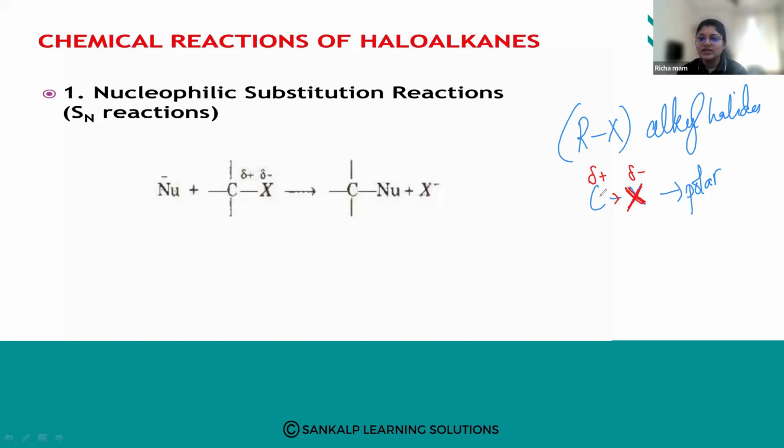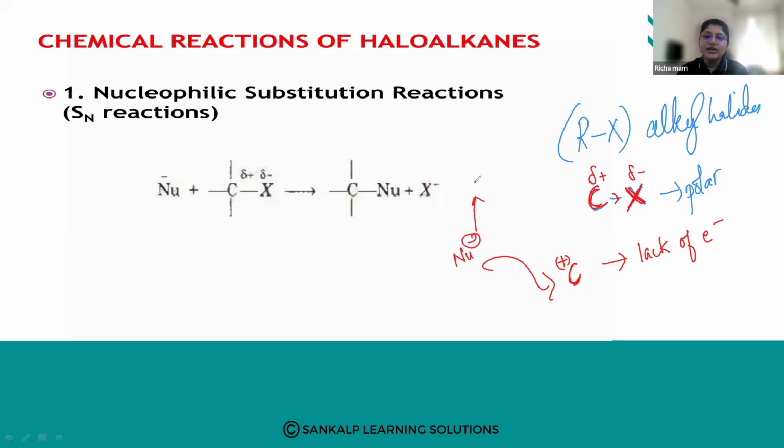Now what will happen? This carbon is positively charged, so it is easily attacked by the nucleophile. Whenever you have any positively charged species, what do you mean by that? It lacks electrons, so it can be easily attacked by a nucleophile.